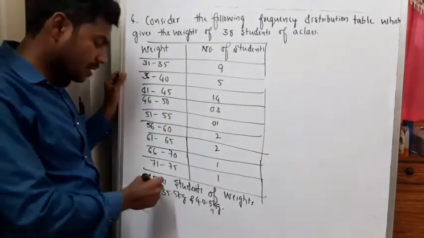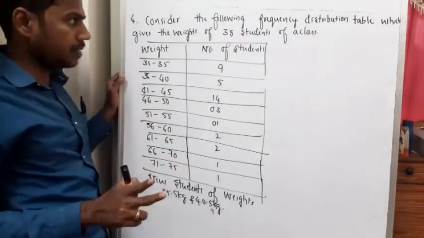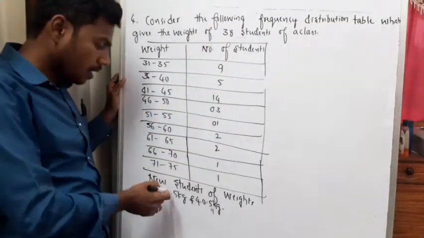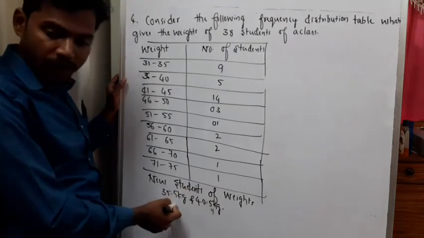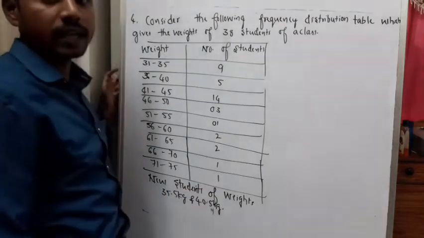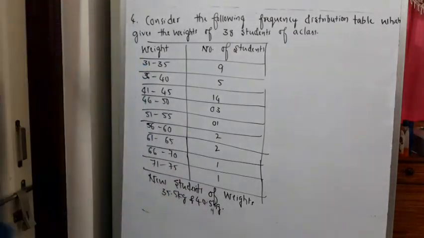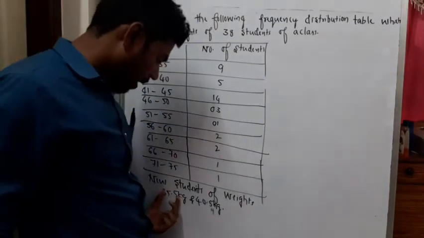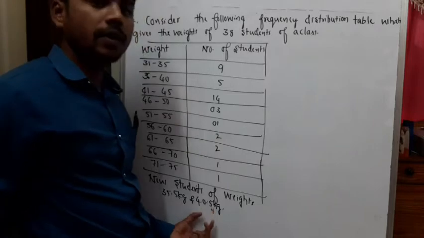Now the question is, they want to join 2 more students. Already 38 students are there. The new students are of the weight 35.5 kg and 40.5 kg. Okay. Now we need to include them, 35.5 kg and 40.5. Where are you going to include them?